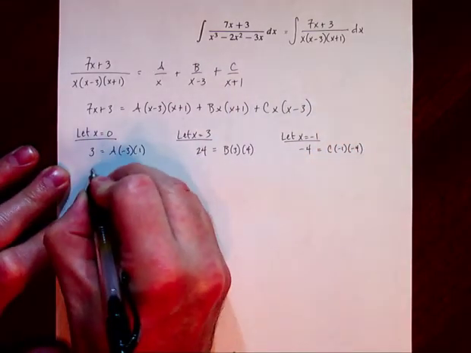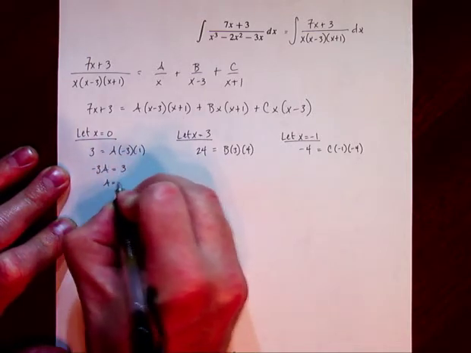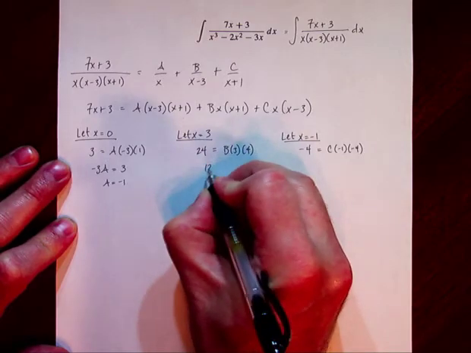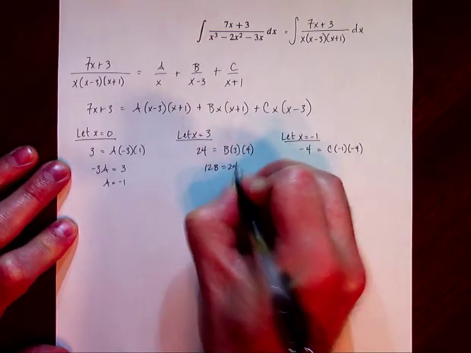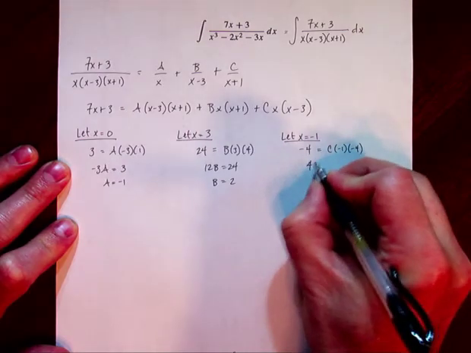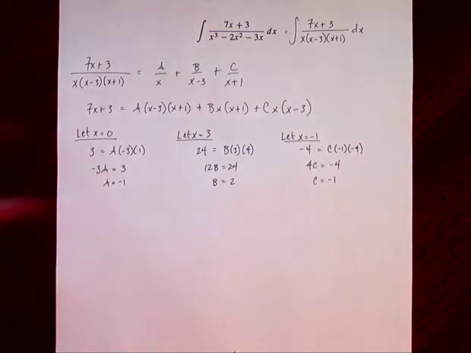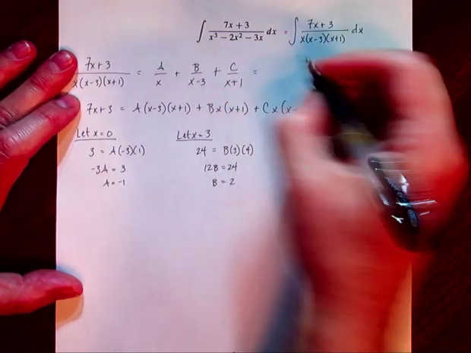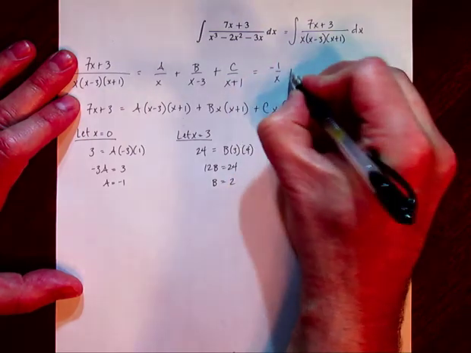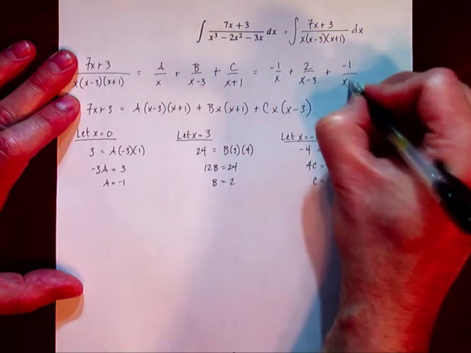Now this gives me negative 3a equals 3, or a equals negative 1. This gives me 12b equals 24, or b equals 2. This leaves me with 4c equals negative 4, or c equals negative 1. So negative 1, 2, negative 1. So this means that this is negative 1 over x, plus 2 over x minus 3, plus negative 1 over x plus 1.